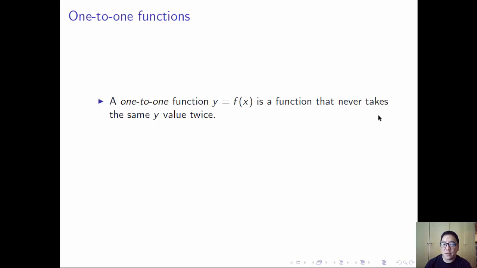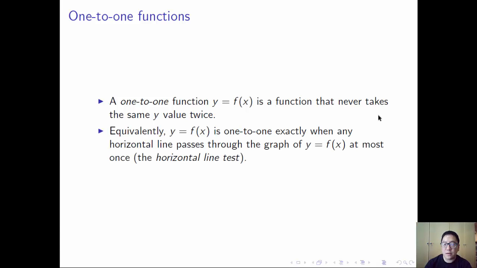So a one-to-one function, y equals f of x, is a function that never takes the same y value twice. It never has the same output twice. So equivalently, another way of describing one-to-one functions is that a function y equals f of x is one-to-one exactly when, if and only if, any horizontal line that passes through the graph of y equals f of x passes through it at most once. You may know that as the horizontal line test.